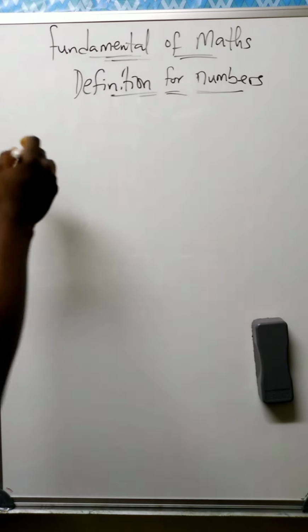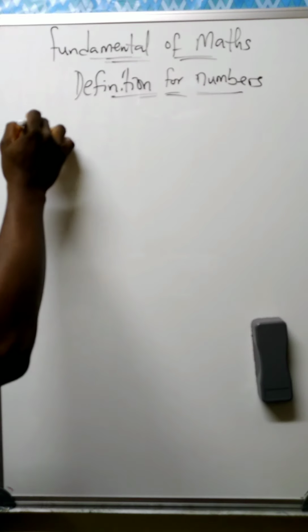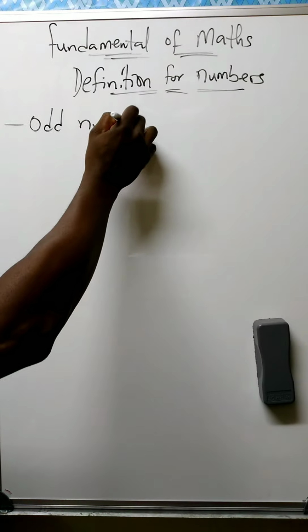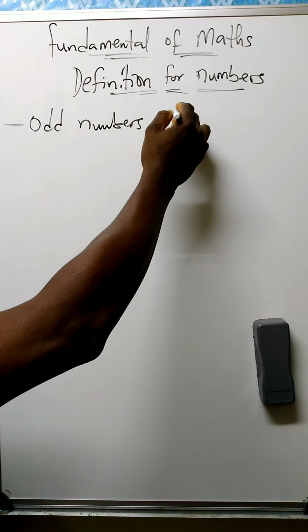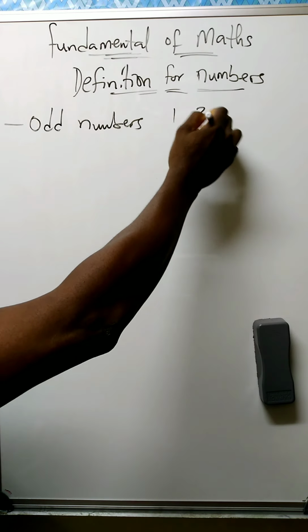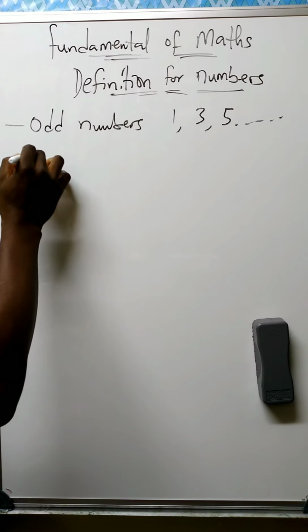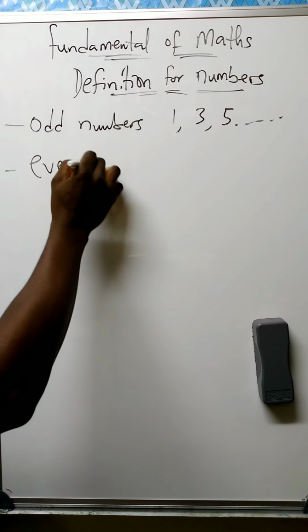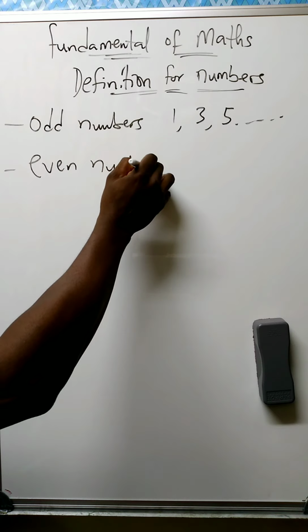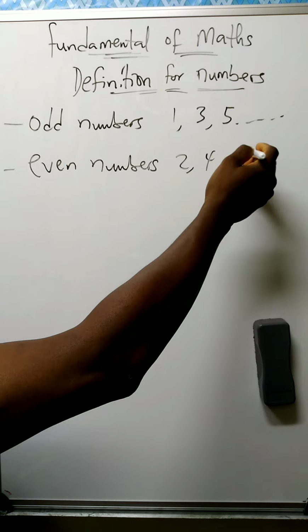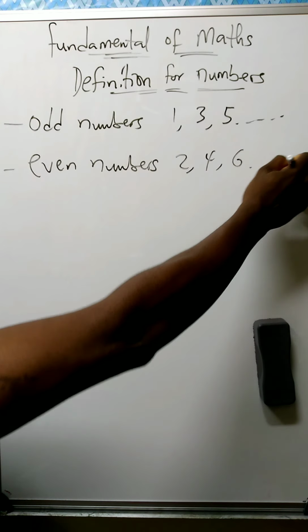There are some things we are familiar with from the past. Odd numbers, I believe we still remember that, like 1, 3, 5, and so on. Even numbers, we still remember that, like 2, 4, any number divisible by 2, 6, and so on.